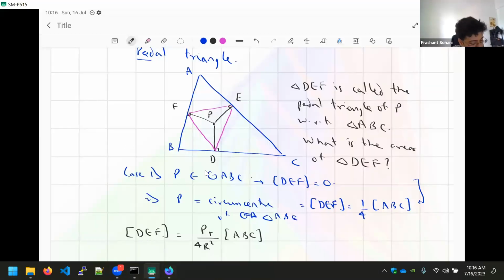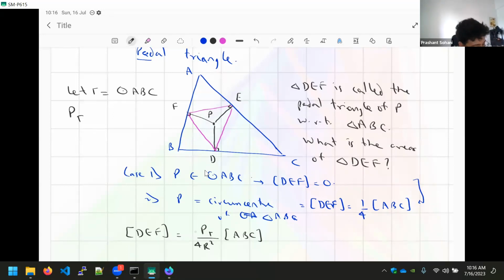So what is this P gamma? Gamma is my circumcircle. So let gamma be the circumcircle of ABC, which I'm not drawing in this diagram. Basically P gamma is the power of point P with respect to that circumcircle, times some constant. That constant is the area of ABC.